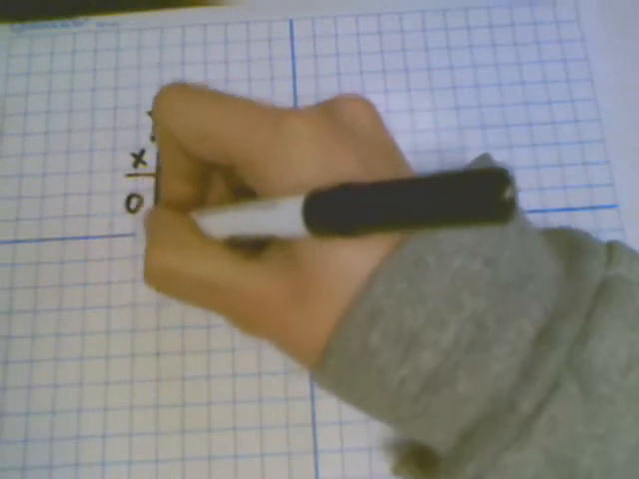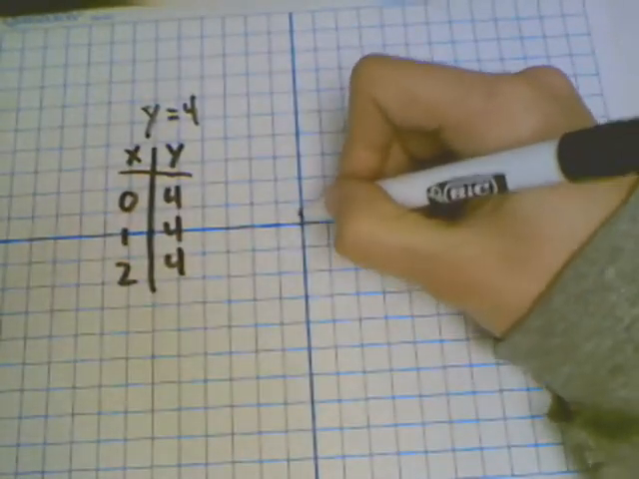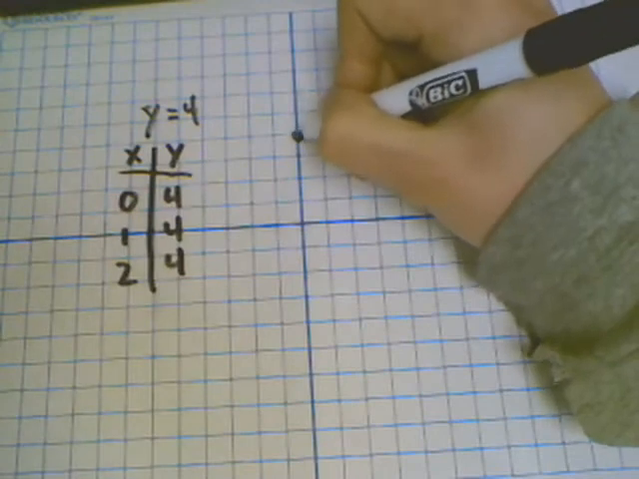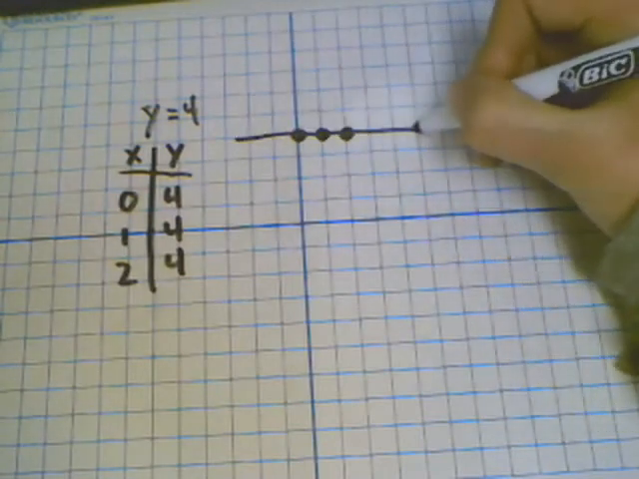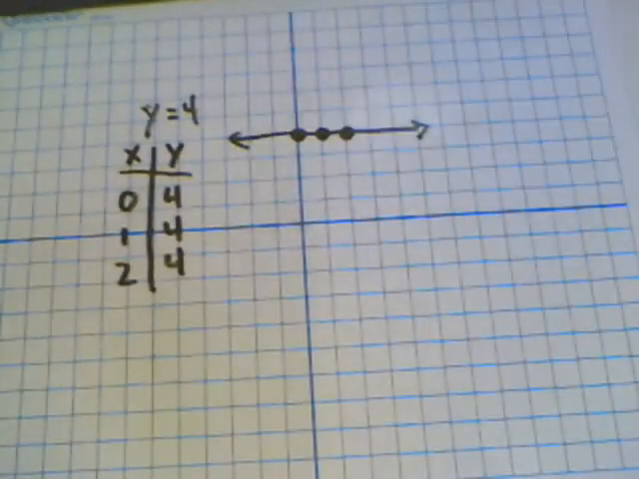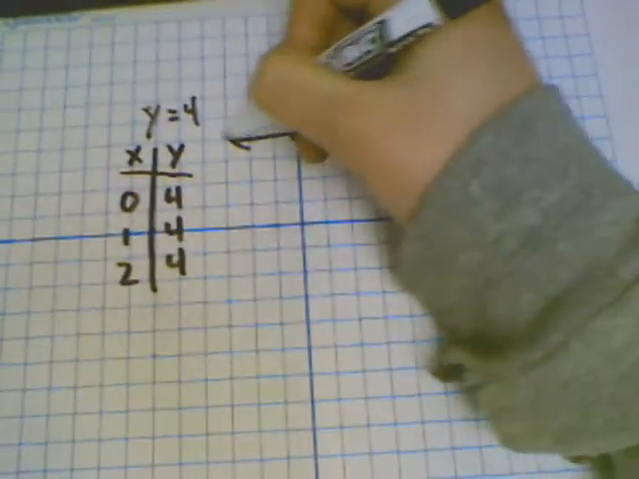I'm going to pick 0, 1, and 2. When I graph these points, (0, 4), (1, 4), and (2, 4), I see that the graph of this equation is the horizontal line that has all the y values of 4.